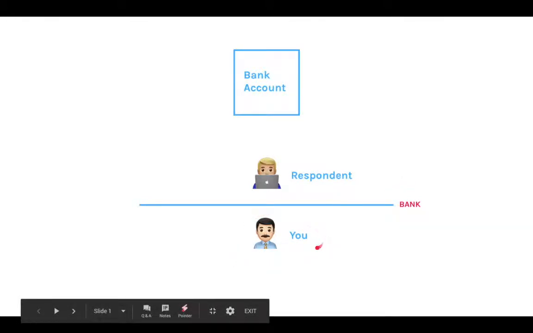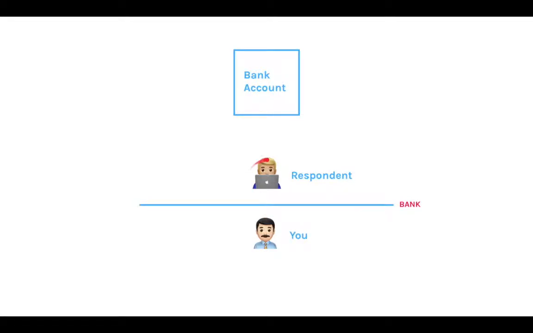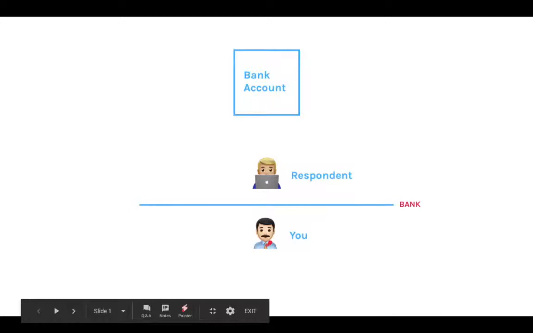You are this person and you visit the bank, and this respondent over here is there to take your requests. You hand over the check to this respondent, who then goes to the bank account, comes back with your cash, and hands it over to you.